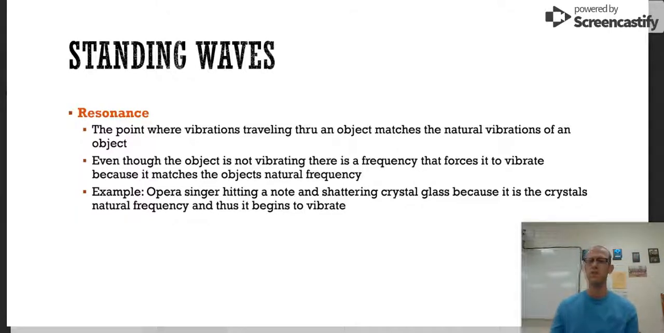And maybe to help this sink in a little bit more, think about the word resonate. When something resonates with you, it stirs you deep within. You have a connection to it. That's what resonance is. It's a connection between something to another, specifically the vibration to an object, its natural vibration.